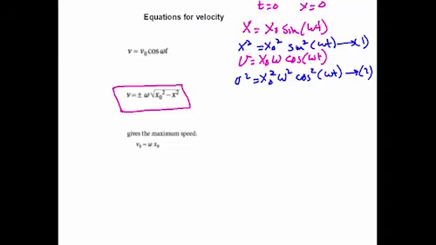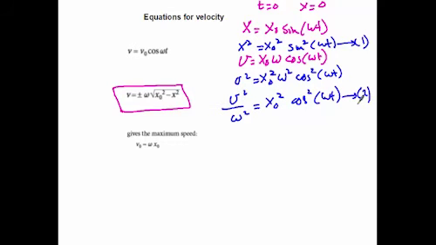Okay, let's make it similar to what we have for displacement. So we can write v square, and we want only x naught here, so v square over omega square equals x naught square cos square omega t, and this is our equation number 2.